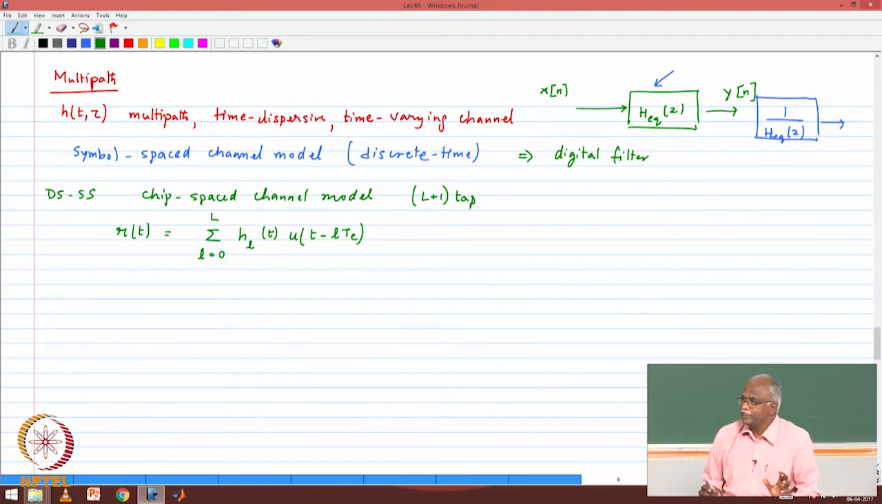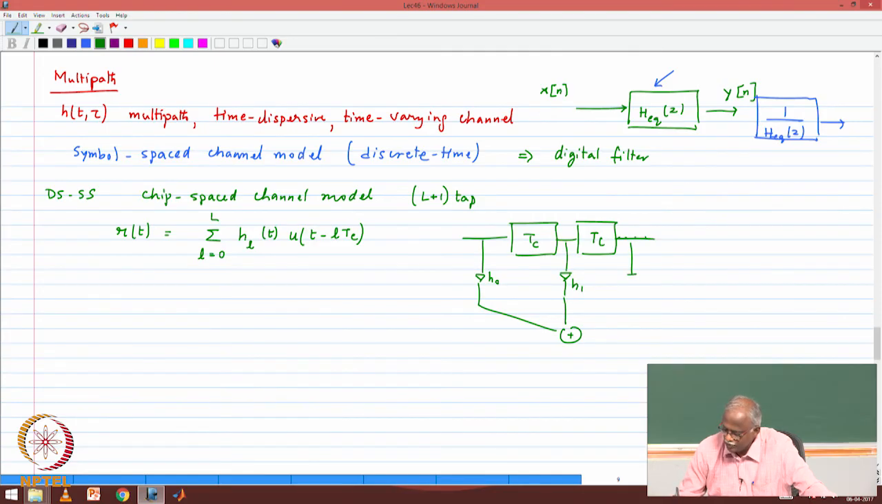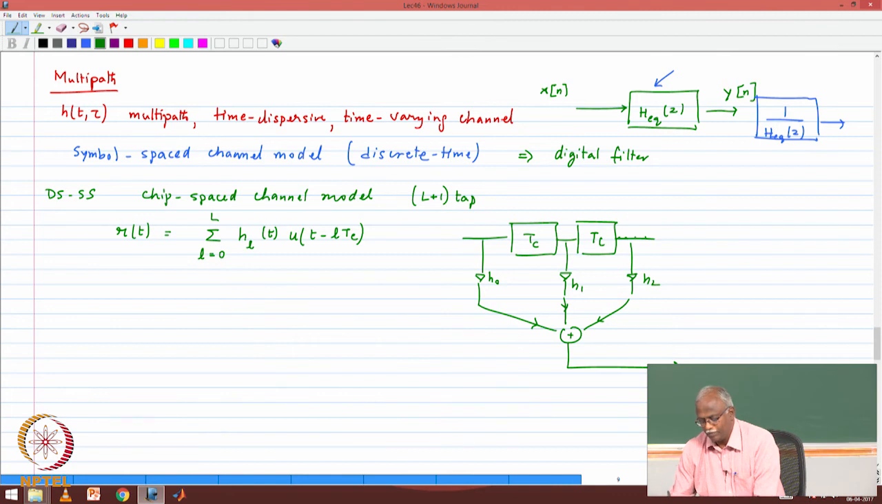In other words, you are representing your channel as delays of Tc. The first one is H sub 0, the second one is H sub 1, and so on. This is H sub 2. This is how your channel is getting represented, and all of these add together, that's your multipath channel, and this is your output, which is the time dispersed r of t. And of course you have to add noise to this.